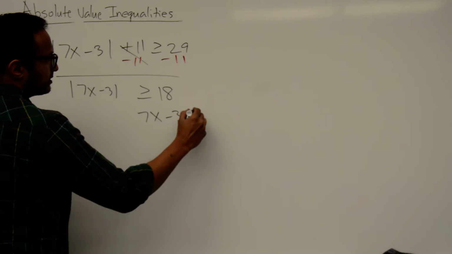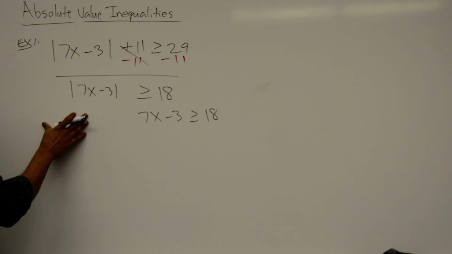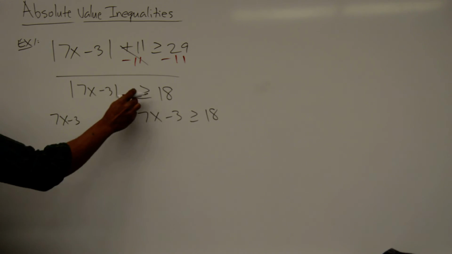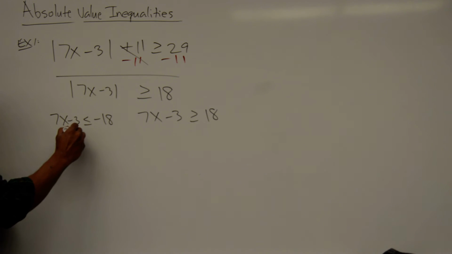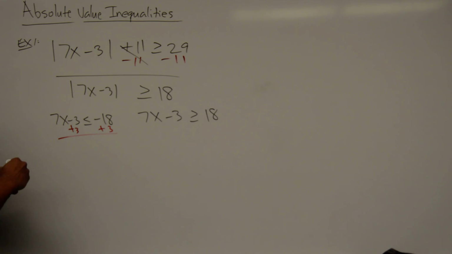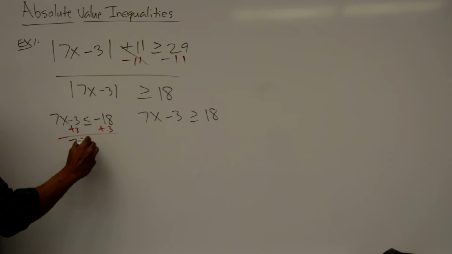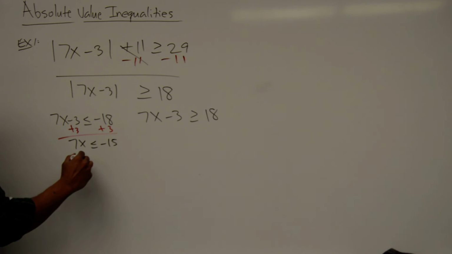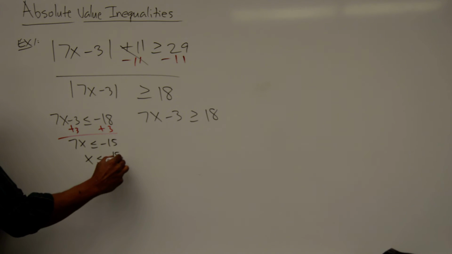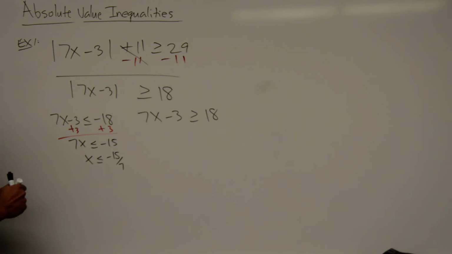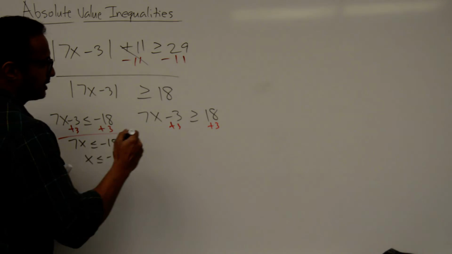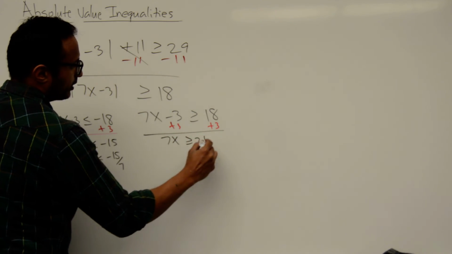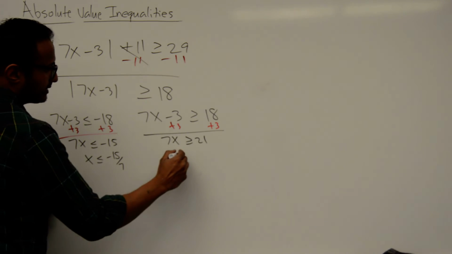because we have an absolute value, we're going to write our two separate inequalities. We got 7x minus 3 greater than or equal to 18, and over here, we take 7x minus 3, flip the inequality, and change the sign. Okay, let's solve both of these. You add 3, so that'll give us 7x less than or equal to negative 15. Divide by 7, and x is less than or equal to negative 15 over 7. On this side, we add 3, so this gives us 7x greater than or equal to 21. You divide by 7, and you get x greater than or equal to 3.